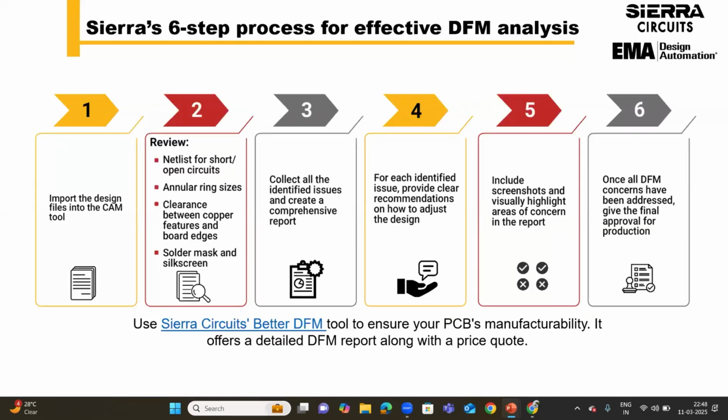We have a 6-step process here that we follow at Sierra Circuits for DFM validation. We start with our DFM engineers who review the netlist for shorts or open circuits, annular ring sizes, clearances between copper features and board edges, solder mask, and silk screen dimensions. We then provide clear recommendations on how to modify the design to resolve the detected DFM errors. Once all these errors are resolved, the project then moves on to production.